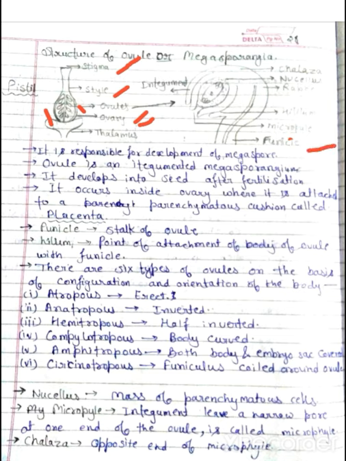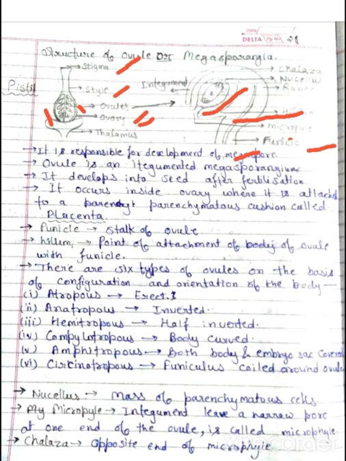Here this is the funicle. And what is funicle? Funicle is a stalk of the ovule. Here you can see easily. And what is hilum? Hilum is the point of attachment of the body of the ovule with the funicle. This is the structure of ovule and this is the funicle, and the hilum is the attachment. Here you can see the hilum.